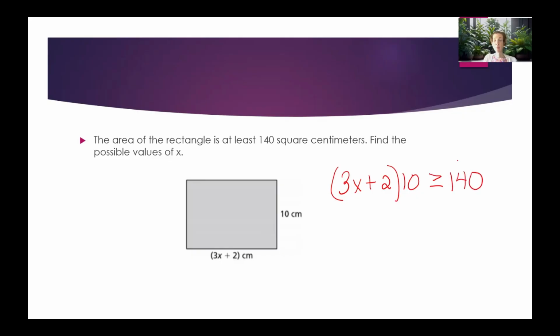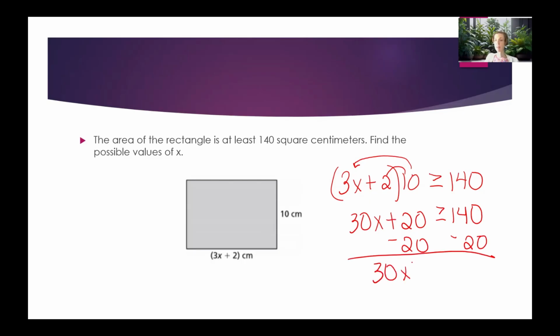And then let's find the possible values of x. So we can go ahead and distribute this through, right? So we get 30x plus 20 greater than or equal to 140. And then we subtract 20 from both sides. And we get 30x is greater than or equal to 120. And then we're going to divide by 30. So we're going to get x is greater than or equal to 4. Okay, and we're just finding the possible values of x. So it's 4 and anything above that, right?